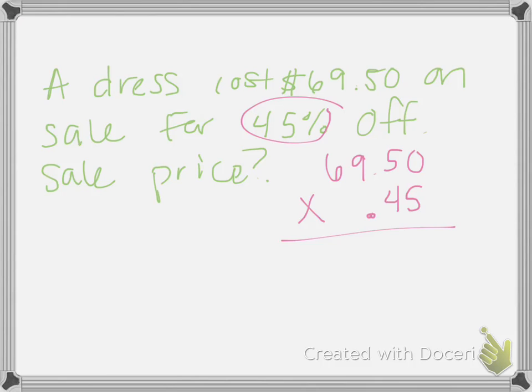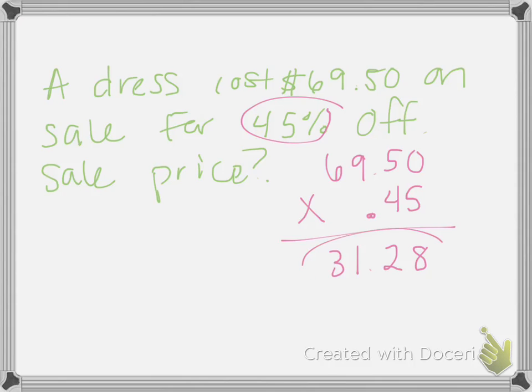Because I'm trying to find the percentage off, I've got to multiply it to figure out how much off we're going to get. So I'm going to take my calculator, and I'm going to do $69.50 times 0.45, okay? So that is 31.28, which I'm going to round.